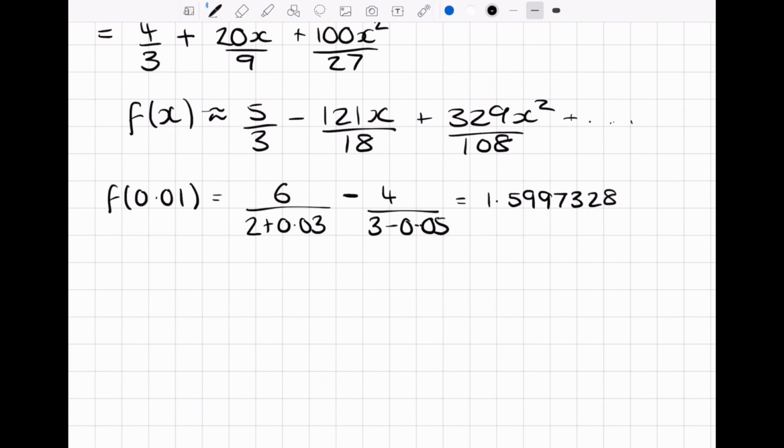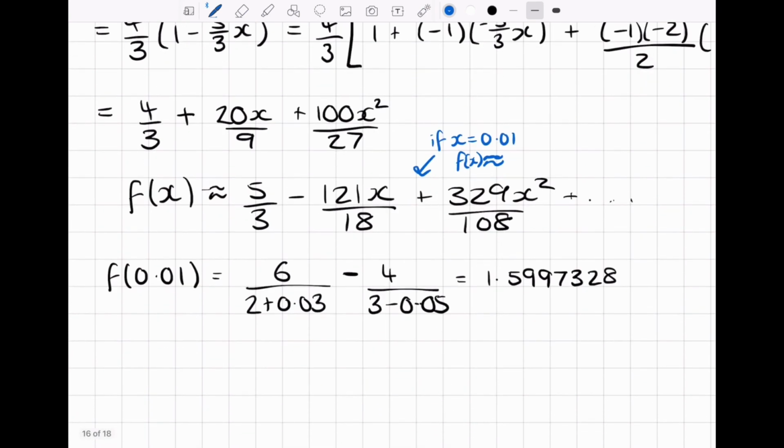To find the error between my expansion and the exact answer, I'll sub in x as 0.01 into my expansion as well. I get a quite accurate answer, 1.5997, and then it goes off a little bit.